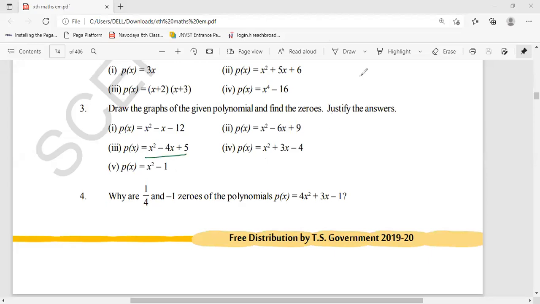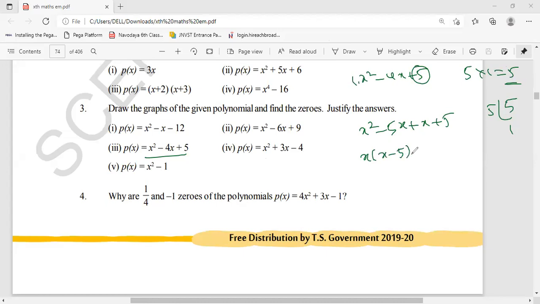Next, x squared minus 4x plus 5. So 5 into 1, 5. There are no factors, so you just write 5 and 1. That means x squared minus 5x plus x plus 5. If you take x common, x minus 5. If you take 1 common, x minus 5.